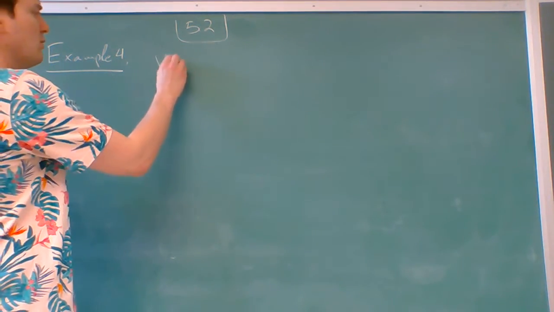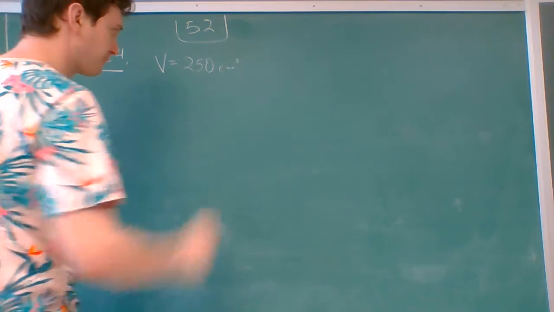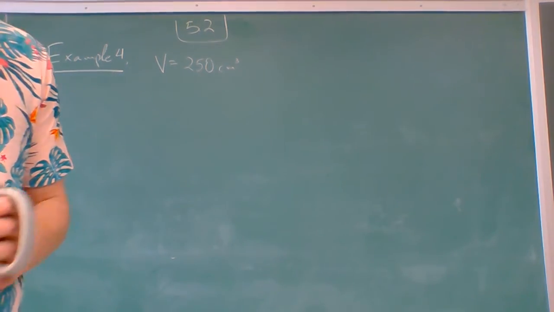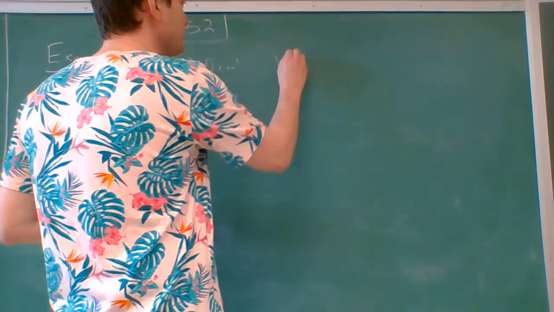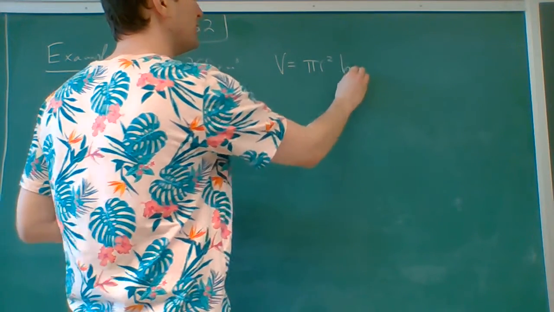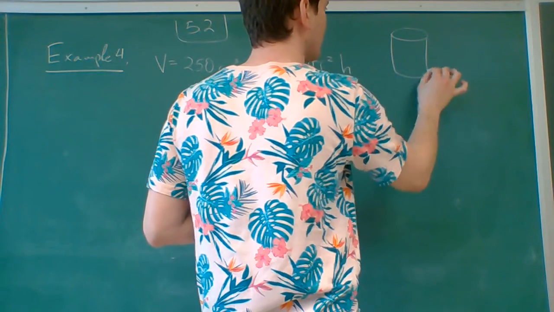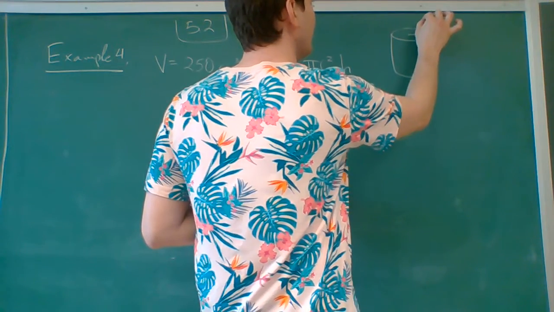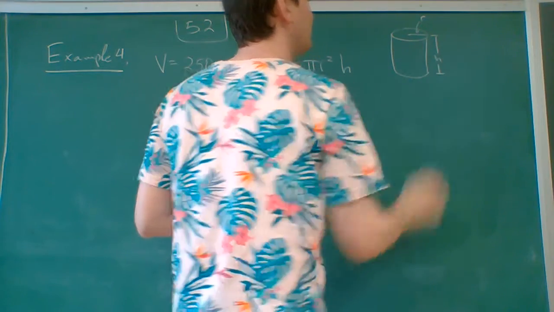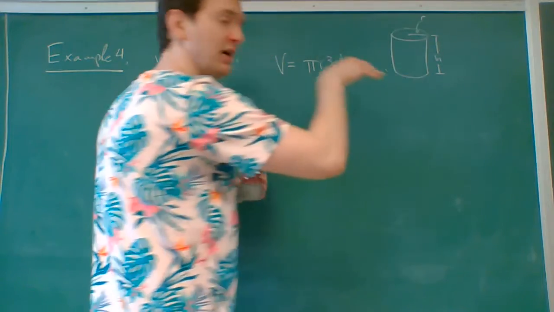Let's start with what we know. Volume is equal to 250 centimeters cubed. That seems like basically all I know. I also know, though, that these are cylinders. Cylinders have a volume of pi r squared times h, where that is r, and that is the height. So pi r squared is the area of that circle, and then times the height.